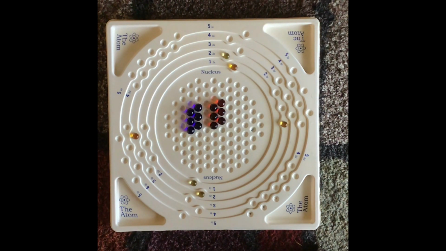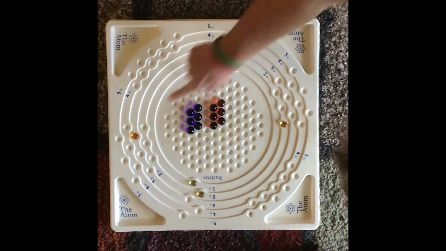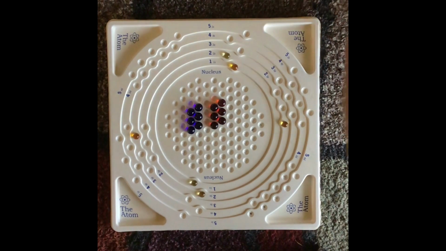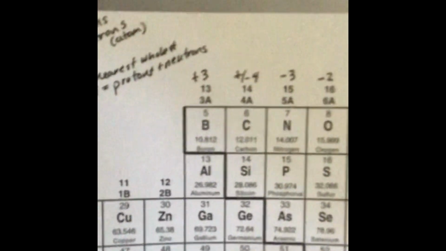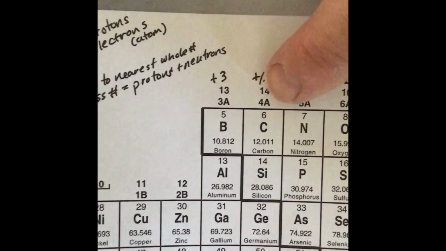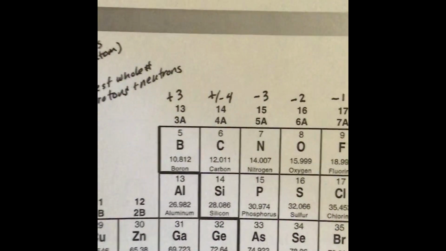Remember, outer shell electrons are called valence electrons. And how many are there? 1, 2, 3, 4. So carbon has 4 valence electrons. Now let's look at it on the periodic table. And look what group it's in. It's in group 14, or 4A. That tells me how many valence electrons it'll have.